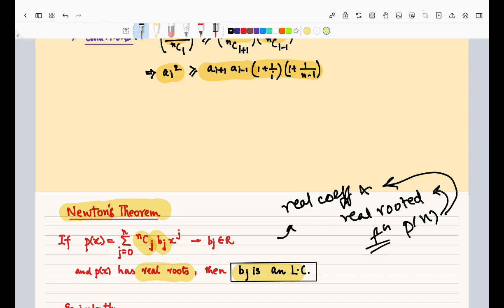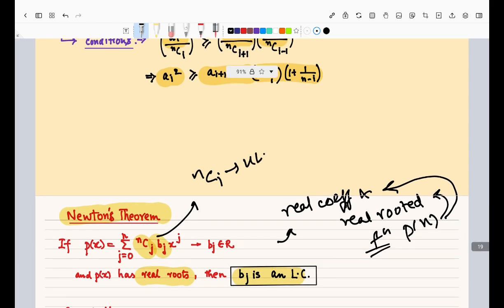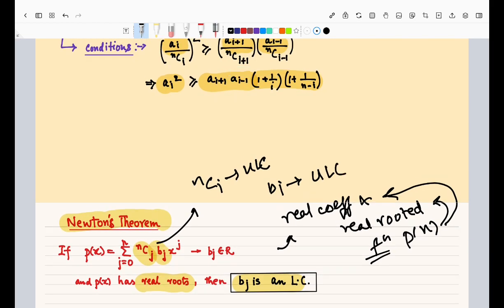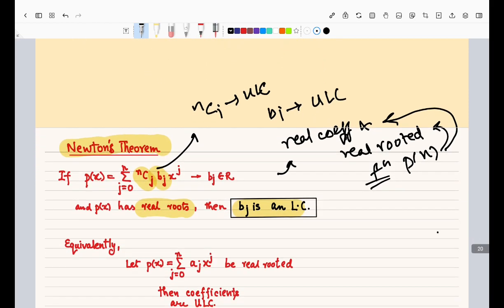Now if you understand what I have taught till now, you would directly claim to me that n choose j is already a ULC, right? Wait a minute, it's a ULC. b_j, I just told you that it is an LC, but if you check it, it will be a ULC for most of the cases, not always, but in most of the cases. And if one of them is a ULC, you can directly say that it is a ULC.